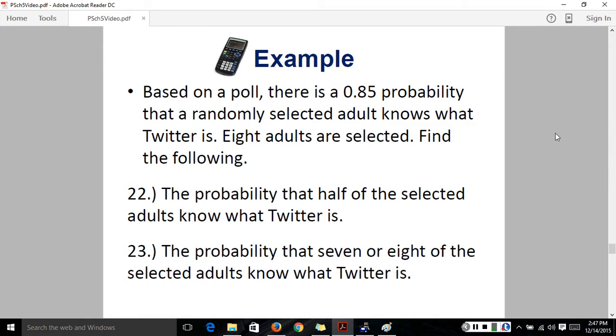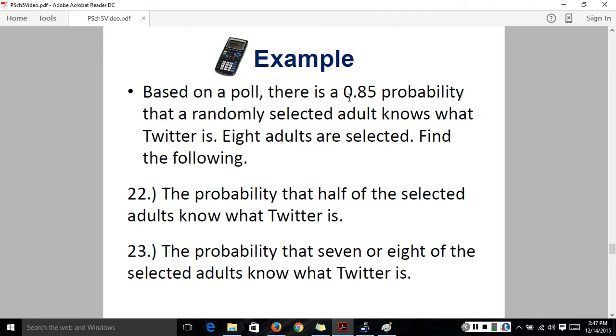First off, is this a binomial distribution? Well, we can verify that it is because there are a fixed number of trials. That would be 8 adults. The outcomes are either going to be success or failure. Either the adult knows what Twitter is or they do not. We can assume that those trials are independent because just because I know what Twitter is does not necessarily mean that another randomly selected adult would know what Twitter is. And the probability of success is the same throughout all the trials. That would be the 0.85 probability that's going to stay constant.